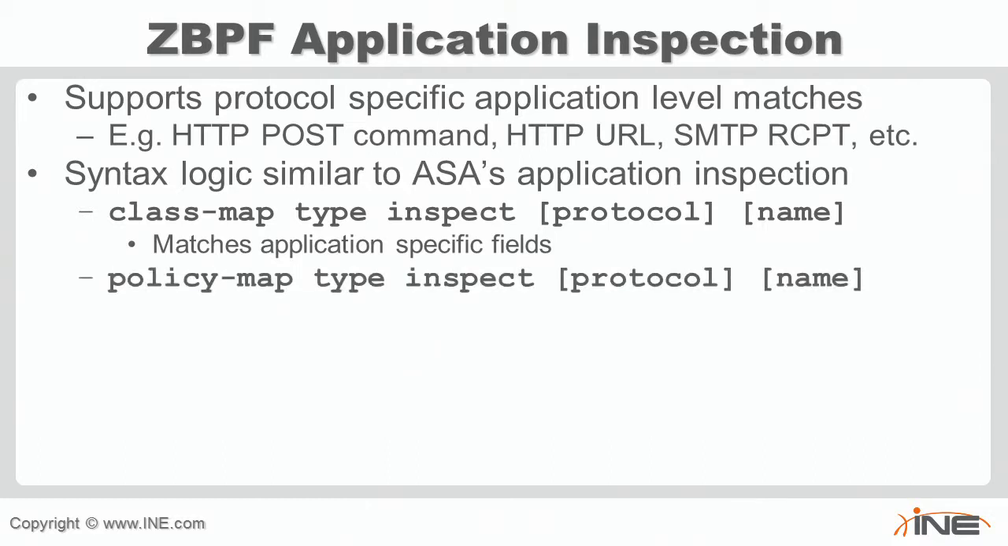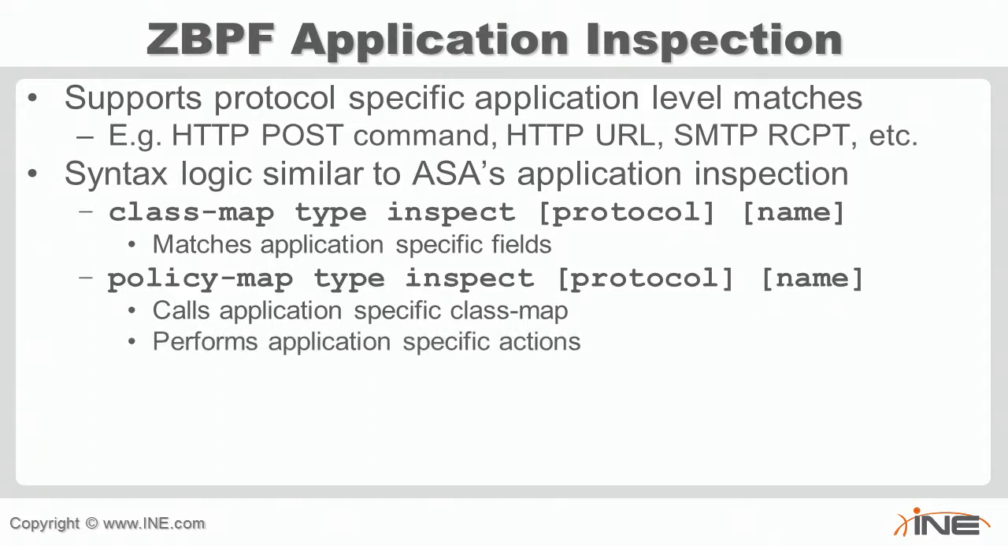Once we have classified the individual application match we're trying to use, the next thing is that we're going to determine what we actually want to do with the traffic. And that's going to be accomplished with the policy map type inspect. But again, here, this is going to be a layer 7 policy map that is specific to that individual protocol. So from the application policy map, we're going to be calling the application specific class map and then performing our individual application specific actions. So we'll see that a policy map of type inspect for HTTP would have different potential actions than a policy map type inspect for SMTP or for POP3.